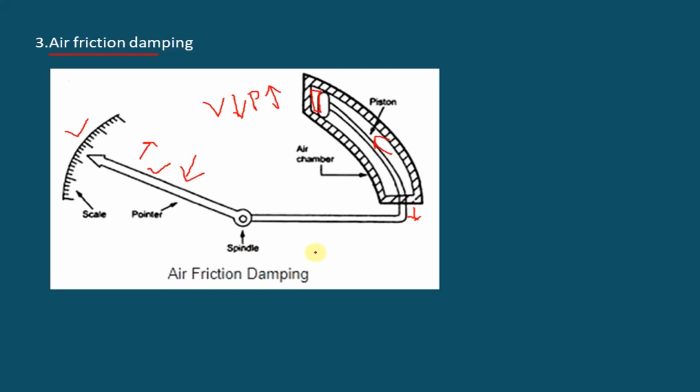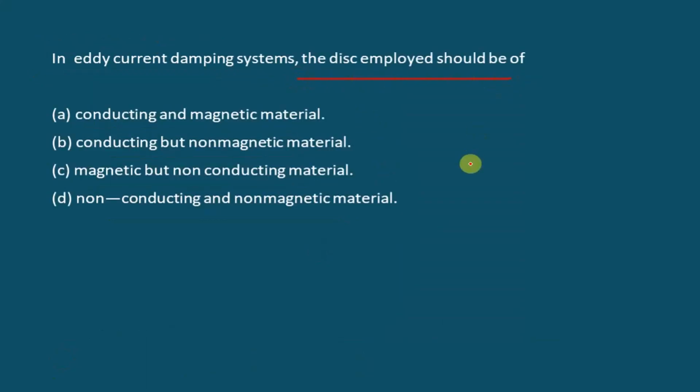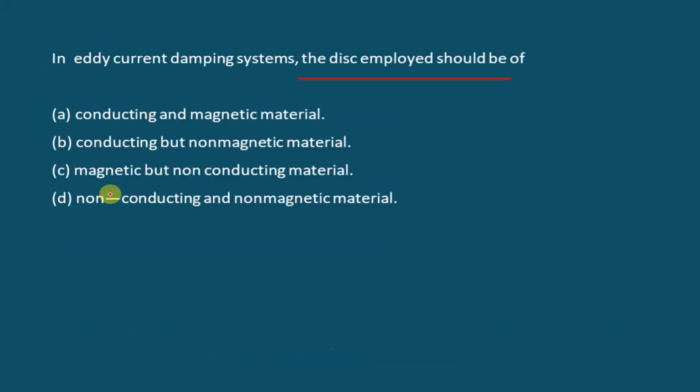Okay, so let's go back to the question. The disc employed should be of what? Now we have discussed the working of the system. Now this is the disk. This should be conducting because it has to carry some current. So this should be conducting, but the disk should not be magnetic. So the option will be B, conducting but non-magnetic material. Okay, so this is the last question of this session.